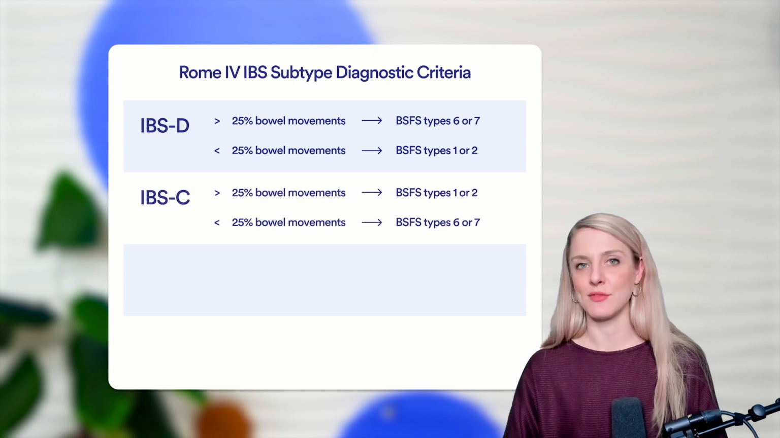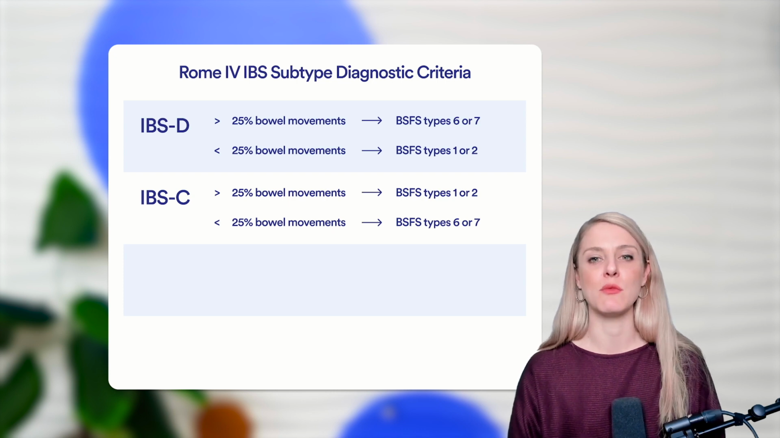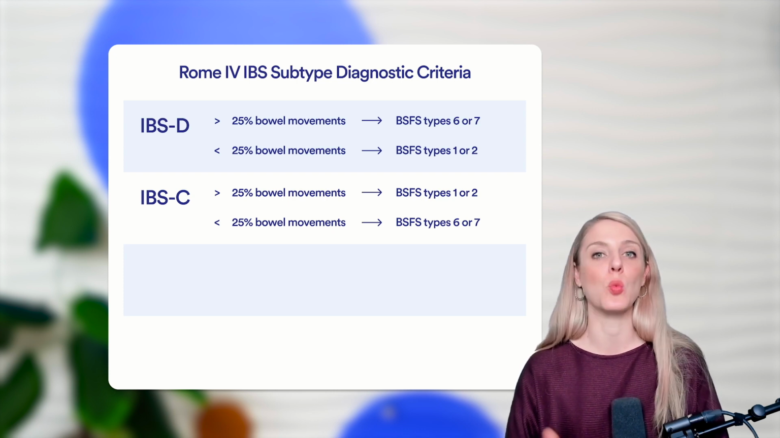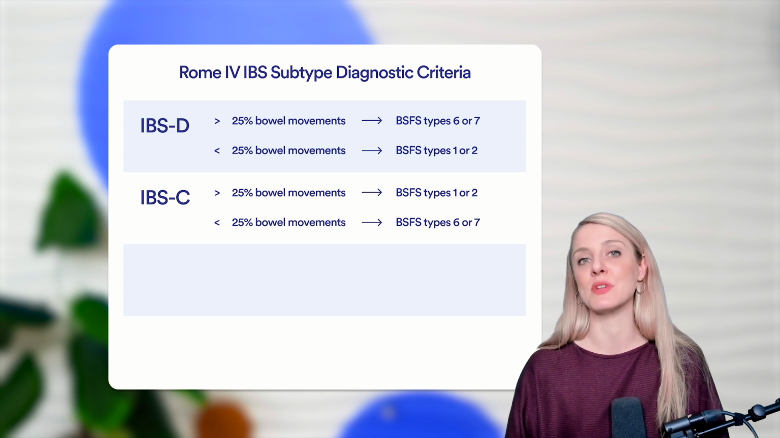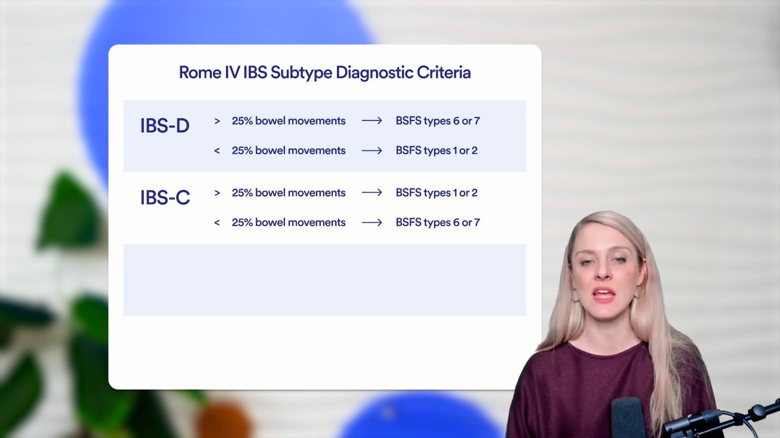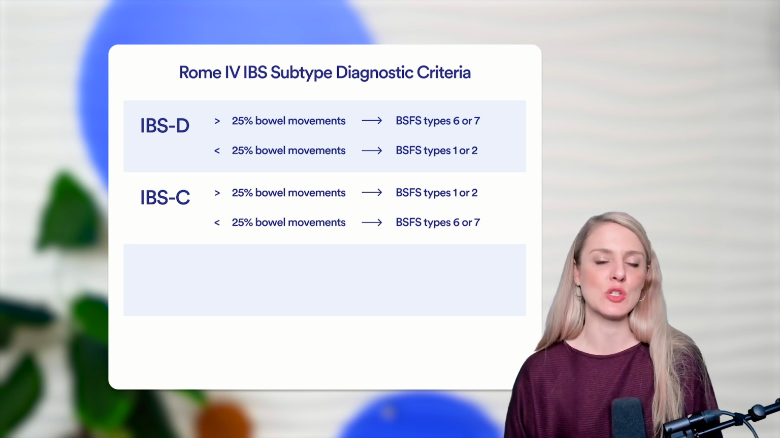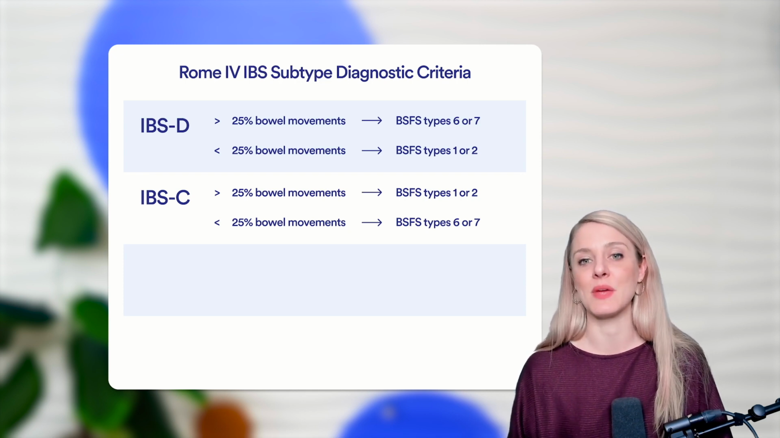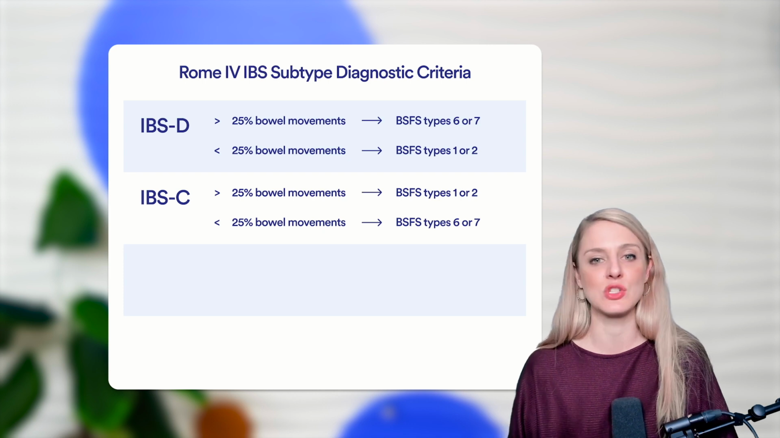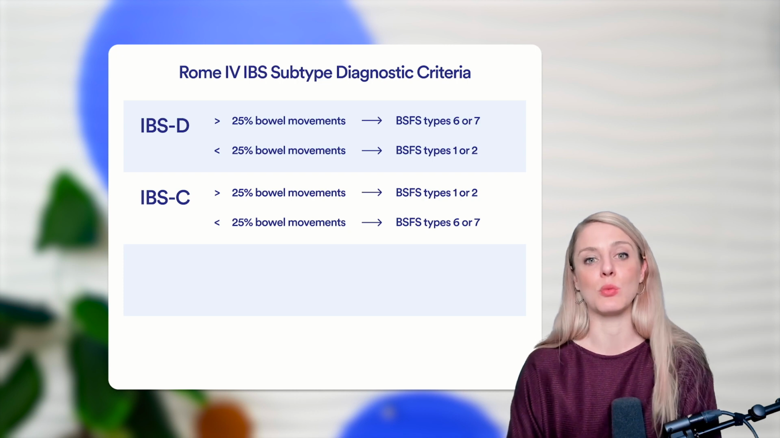Now for IBS-C, it's kind of the reverse. So for this subtype, you have to have greater than a quarter or 25% of bowel movements that are Bristol stool form types 1 or 2. And you also have to have less than a quarter or less than 25% of bowel movements that are Bristol stool form type 6 or 7. And of course, this is all on days with abnormal bowel movements. But again, in clinical practice, you may simply tell your physician that you frequently experience constipation or Bristol stool form scale stools of a 1 or 2. And that can alternatively be used to diagnose you with IBS-C.